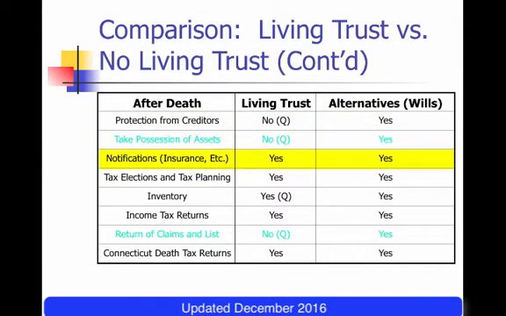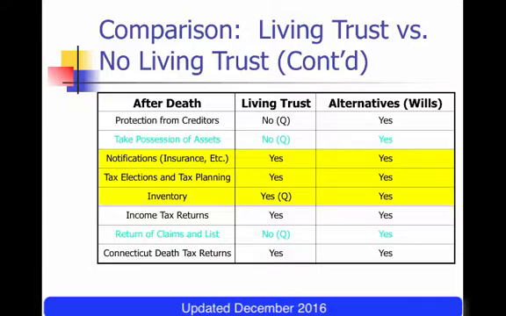And then there are notifications to insurance companies and things of that sort that you have to go through whether you have a revocable living trust or not. In other words, the trustee has to make the claim for the death benefit if the trust is the beneficiary, or the executor has to make the claim for the death benefit if the estate is the beneficiary. And of course, there are always tax elections and tax planning decisions that need to be dealt with, and that's true whether you have a revocable living trust or not.